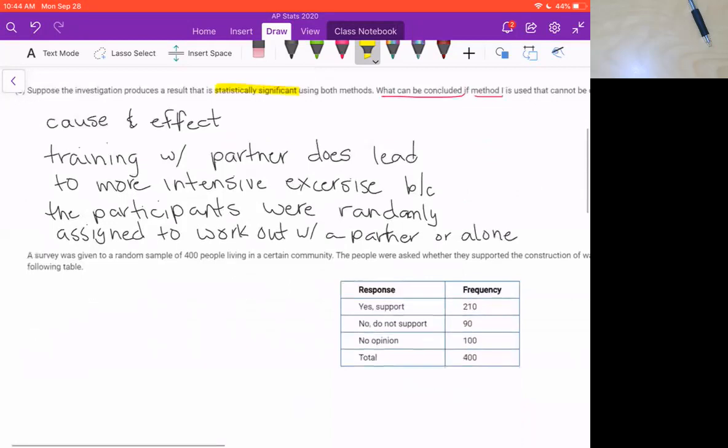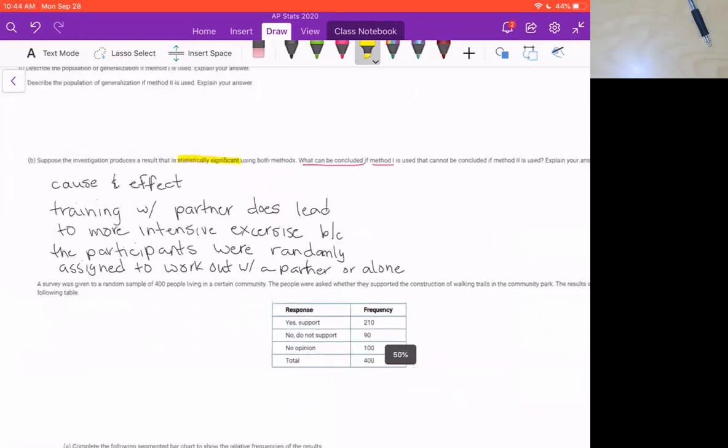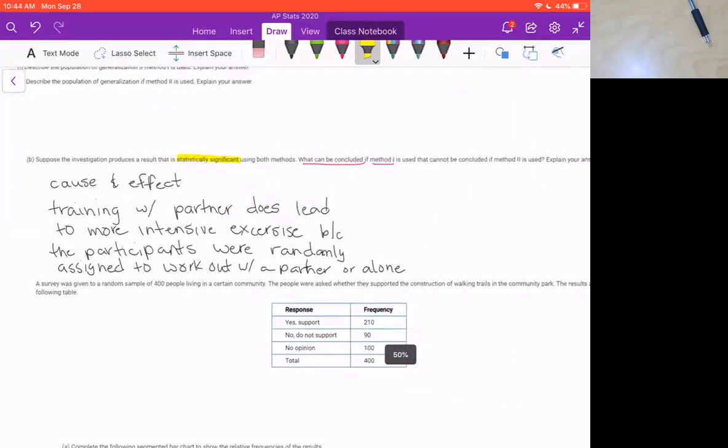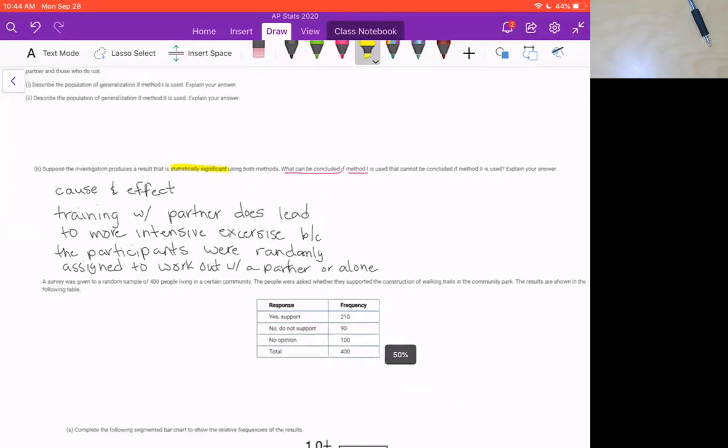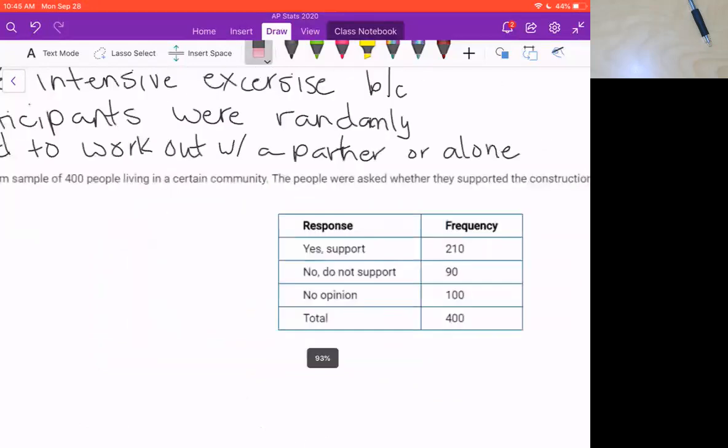Okay, this question was about a survey given to a random sample of 400 people living in a certain community. People were asked whether they supported the construction of walking trails in the community park. The results are shown in the table. So you can see that there's a strong support of putting walking trails in the community park. So 210 said yes, they would support it. 90 do not support it. 100 had no opinion, and they asked 400 people here.